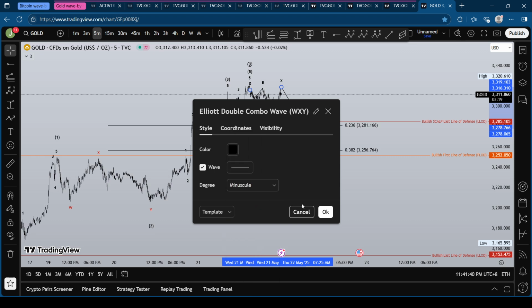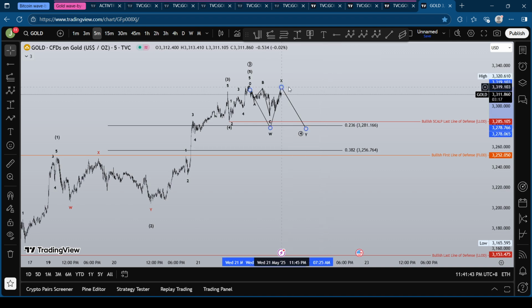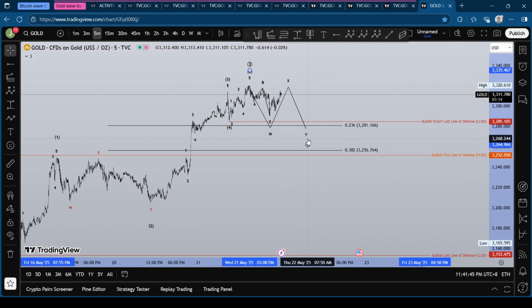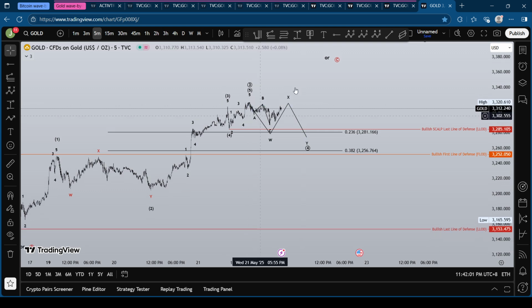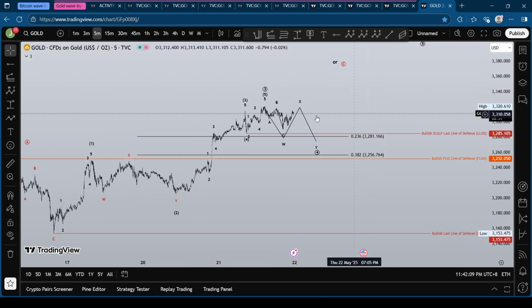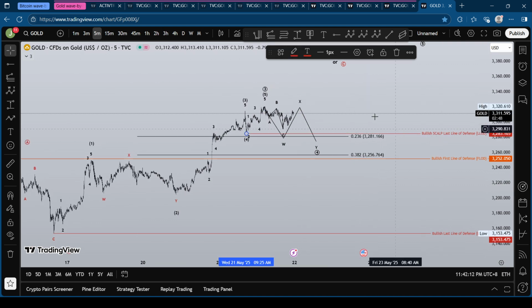So the structure is a little clearer for this particular movement. But just like what I've said, if there's no MSS or market structure shift breaking this bullish last line of defense, this can be considered as an extension, meaning there will be 5 waves up. This will be considered as wave 2, 3, 4, and 5. That will be the scenario for the extension. But if this particular price is broken, then we are expecting a WXY.